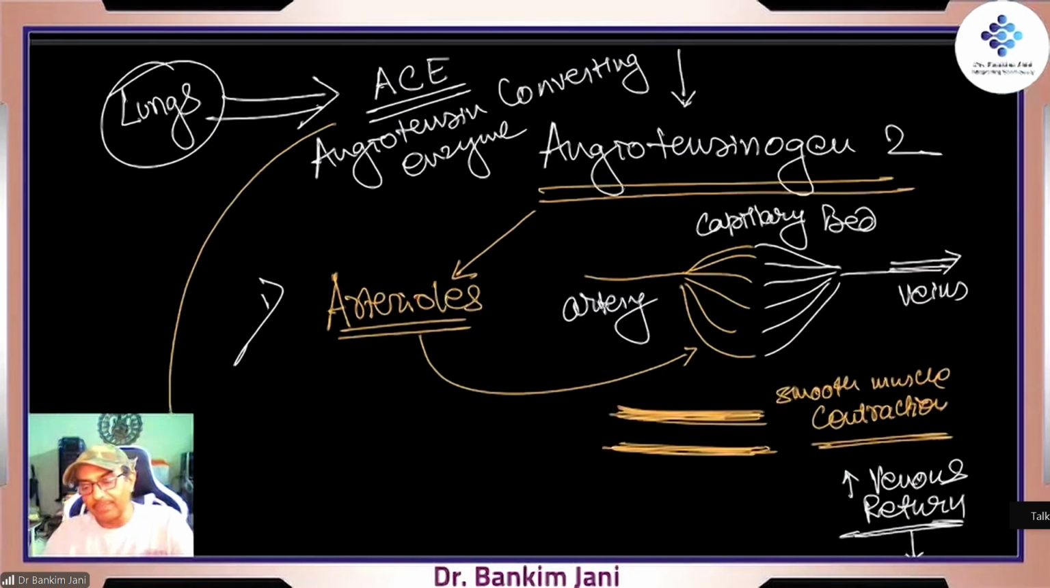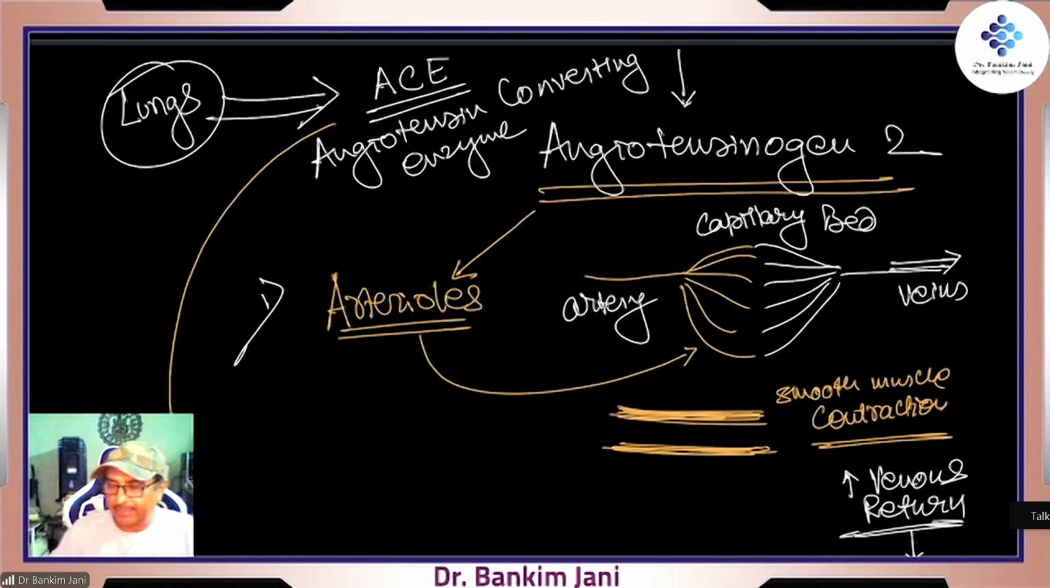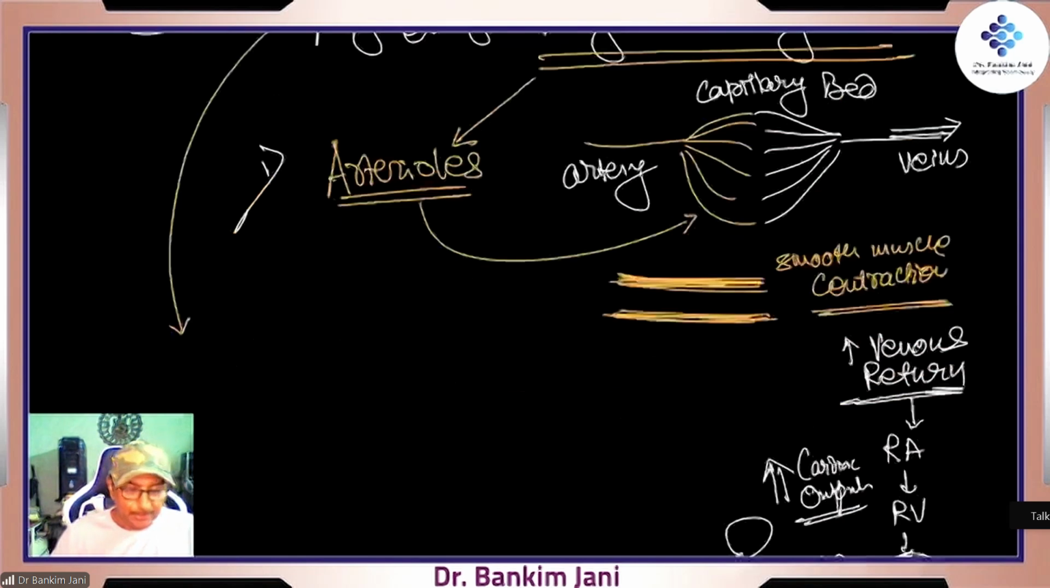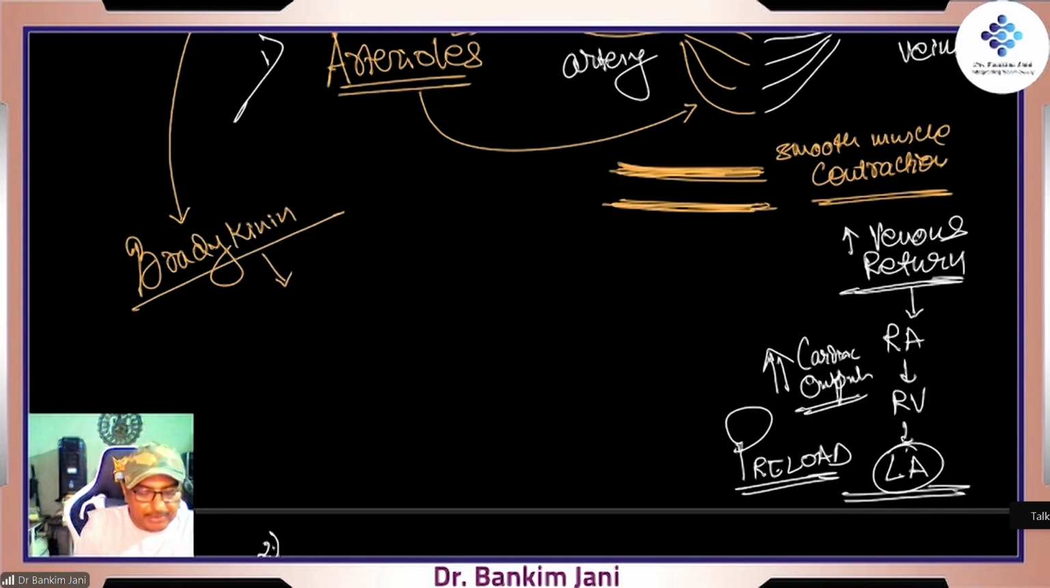ACE will be converting angiotensin I to angiotensin II, which is the active component. This is active. ACE will also be acting on bradykinin. This is another chemical, and this bradykinin is a vasodilator.